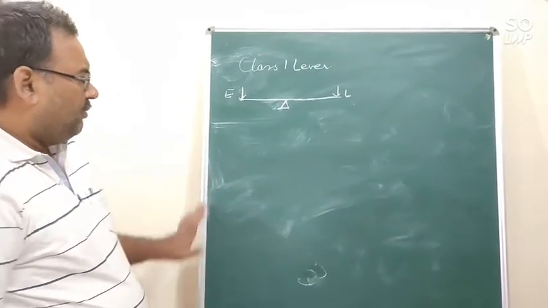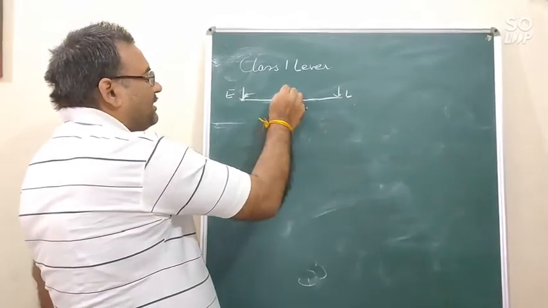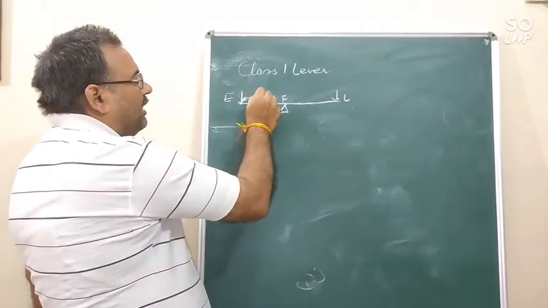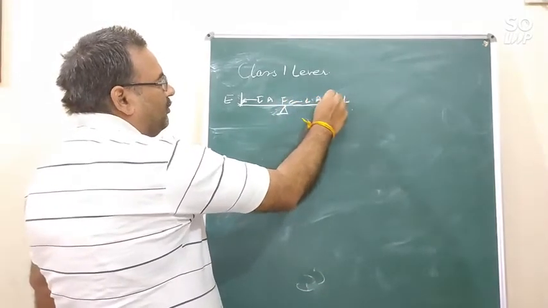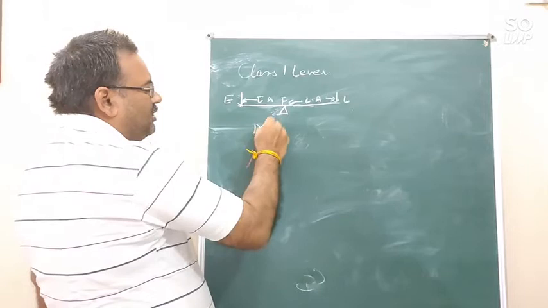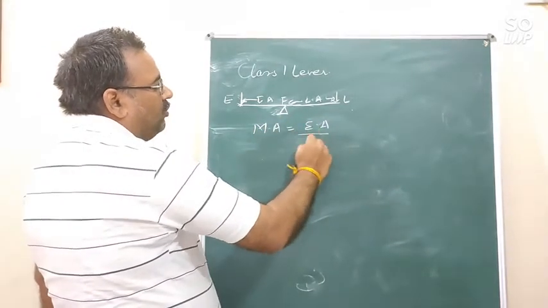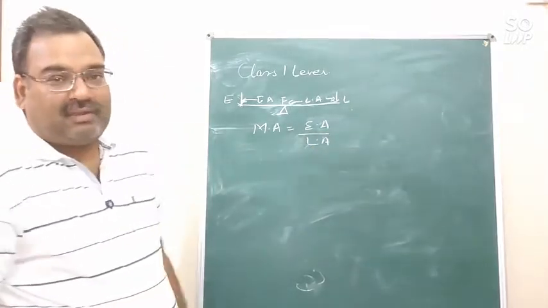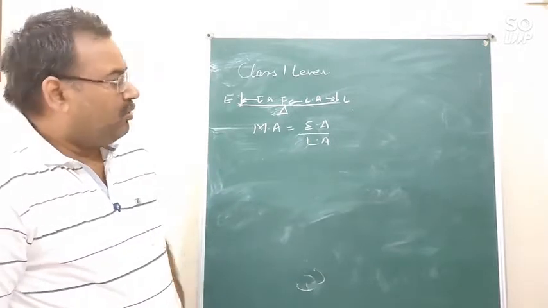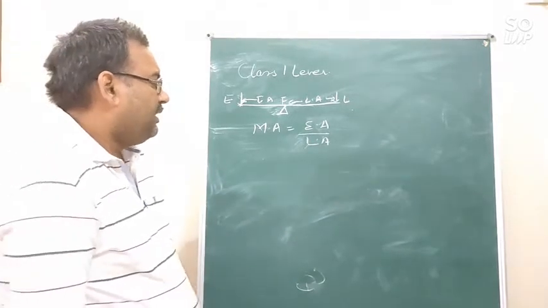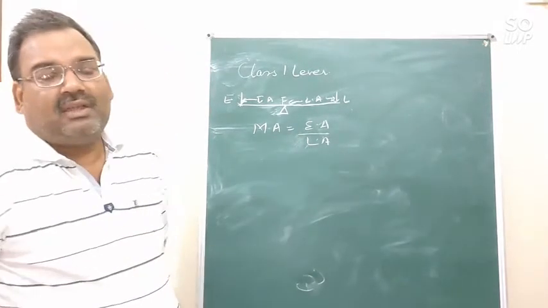Now, mechanical advantage of this class of lever will be this arm, this distance. This is the fulcrum, so this is the effort arm, and this is the load arm. So, mechanical advantage of this class of lever is effort arm over load arm. What is mechanical advantage? Mechanical advantage is effort arm upon load arm. So, here also there are three conditions that will arise in the case of the class 1 lever.